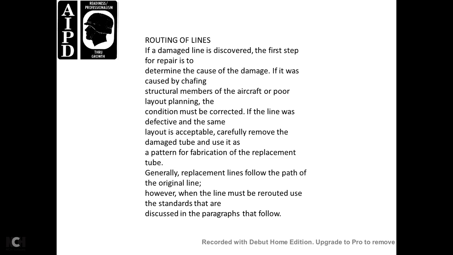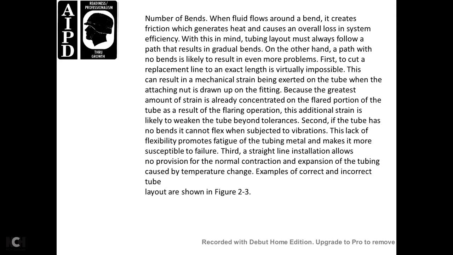Routing of the lines. If damaged lines are discovered, the first step of the repair is to determine the cause of the damage, whether it was caused by chafing against a structural member of the aircraft or by a poor layout plan. Conditions may be corrected if the line with the defect has an acceptable layout. Carefully remove the damage and use the original tube as a pattern to fabricate the replacement tube. Generally, the replacement line follows the path of the original line. However, the line must be rerouted when the standards discussed in the paragraphs below require it.